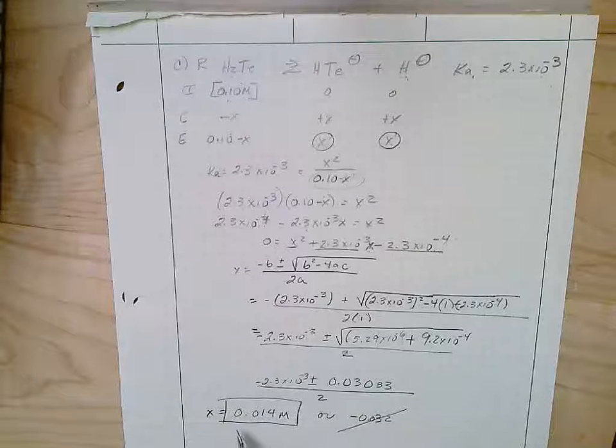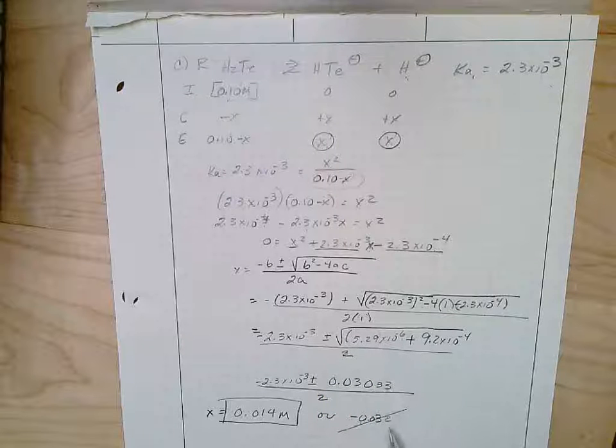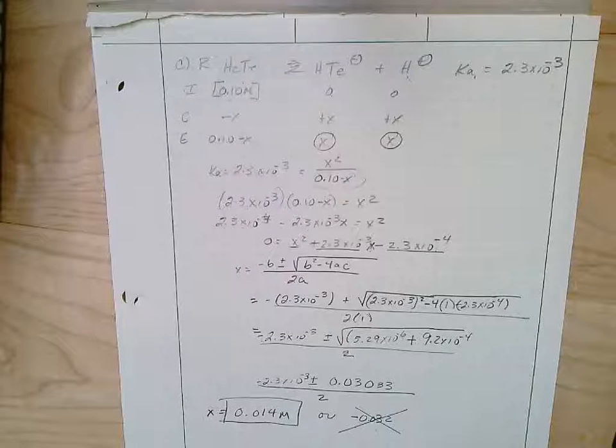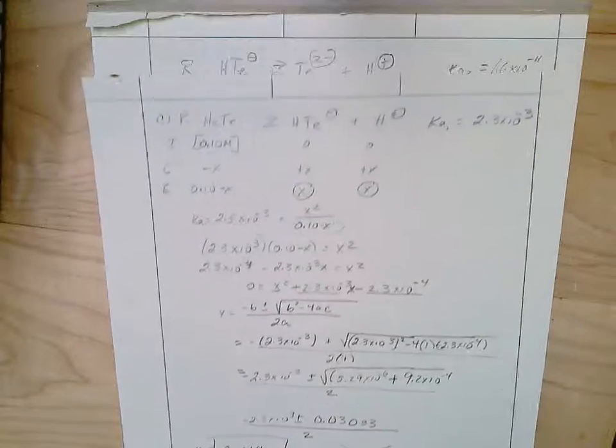The first was 0.014 molar, and the other one became negative because if I subtract a negative number minus a negative number, I get a negative number. And this one has no physical significance because our molarity cannot be 0 or below 0 or a negative number. So I'm going to go forward with this value.